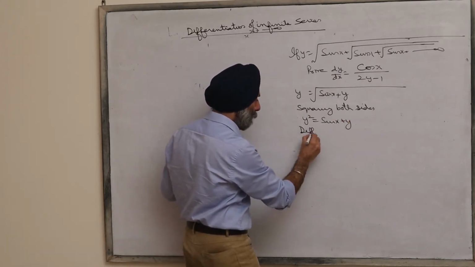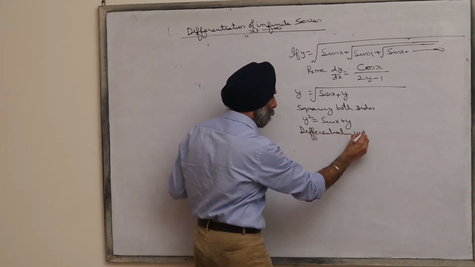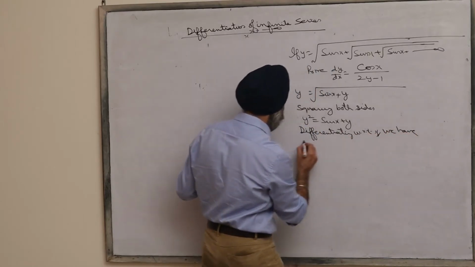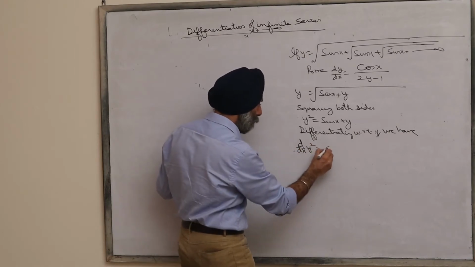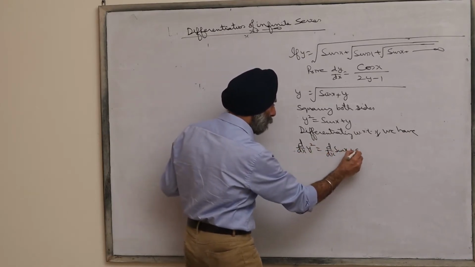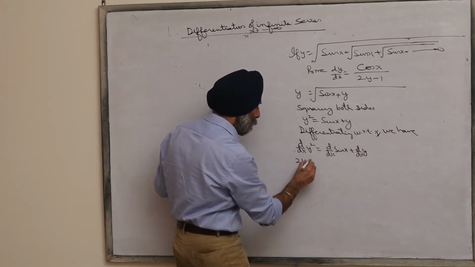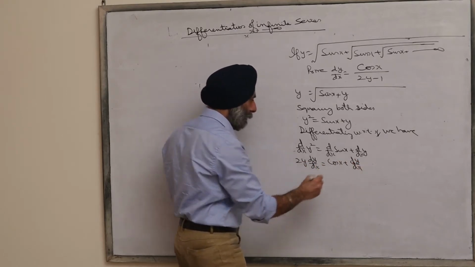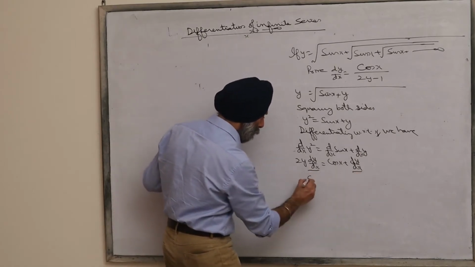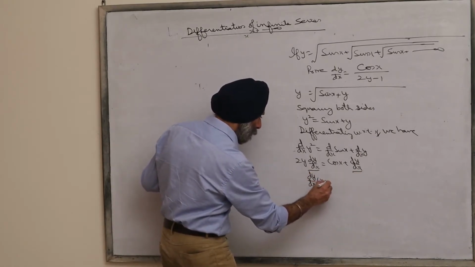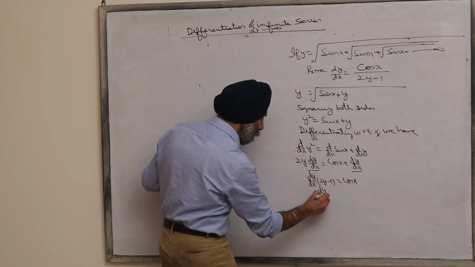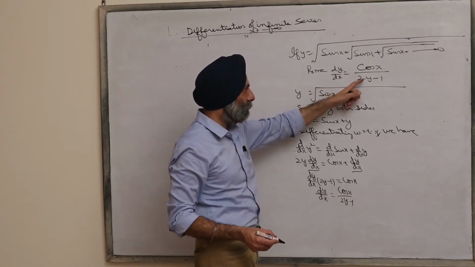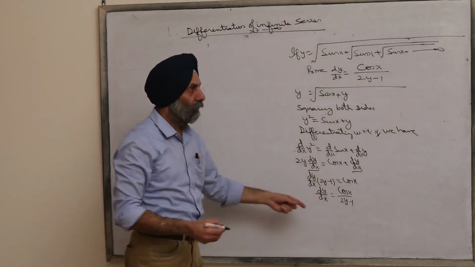Now differentiating with respect to x, we have d over dx of y square is equal to d over dx of sin x plus d over dx of y. That is 2y dy over dx is equal to cos x plus dy over dx. Combine these two terms by taking dy over dx common. 2y minus 1 is equal to cos x. So what is dy over dx? It is cos x upon 2y minus 1. So that was the result to be proved here, right?